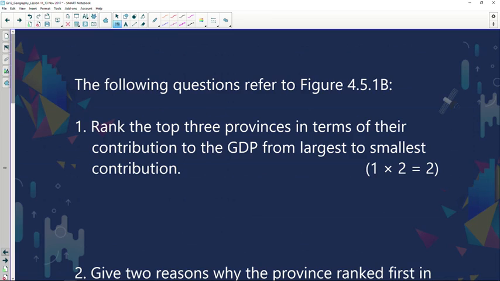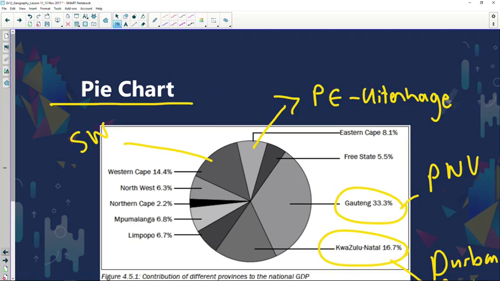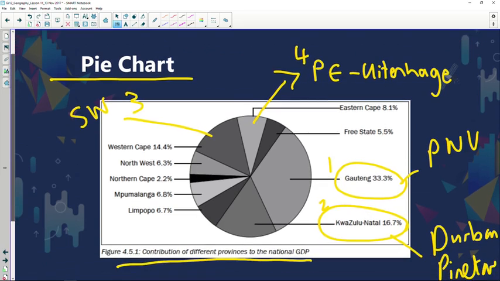Rank the top 3 provinces in terms of their contribution to the GDP from largest to smallest. In this case, if you quickly look at the answers over there, let's go back to the pie chart. Gauteng ranked number 1, KwaZulu-Natal ranked number 2, Southwestern Cape ranked number 3, and PE Uitenhage number 4.